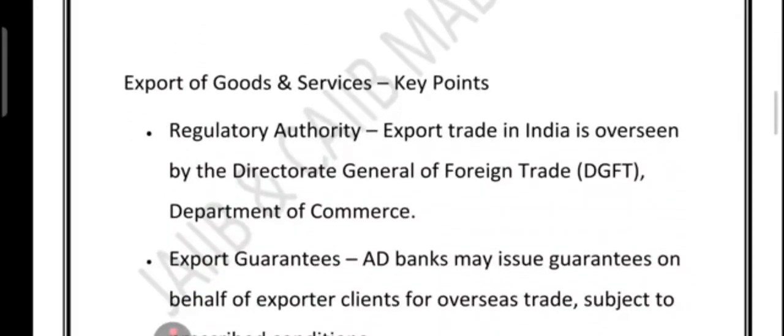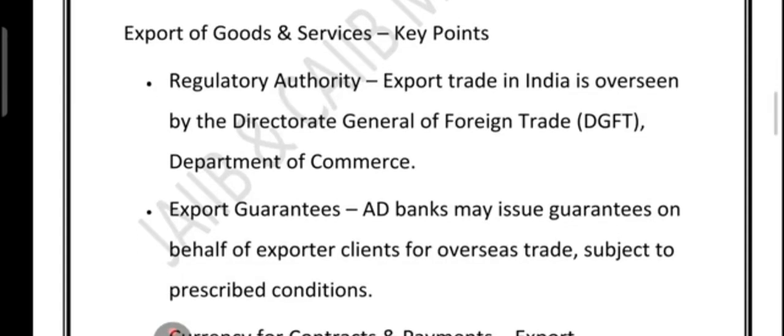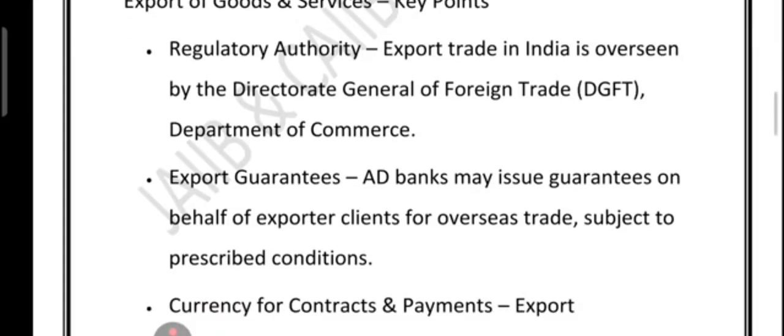Now let's talk about the export of goods and services, right? So basically the main authority in charge of export trade is the Directorate General of Foreign Trade, or we call it DGFT, under the Department of Commerce. So DGFT, under the Department of Commerce, is the regulatory authority, right? Banks are also called authorized dealers or AD banks. They can give guarantees for their export clients in overseas trade, but only if they follow RBI prescribed conditions, right?